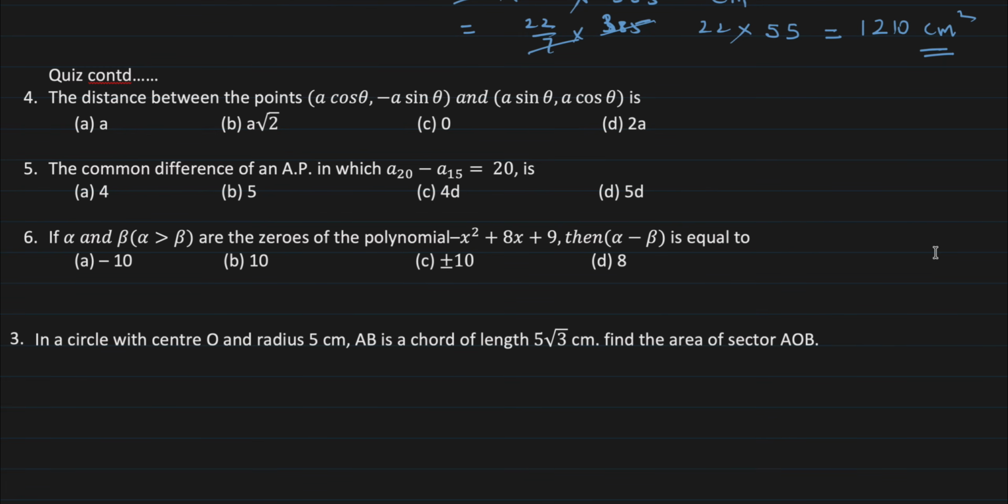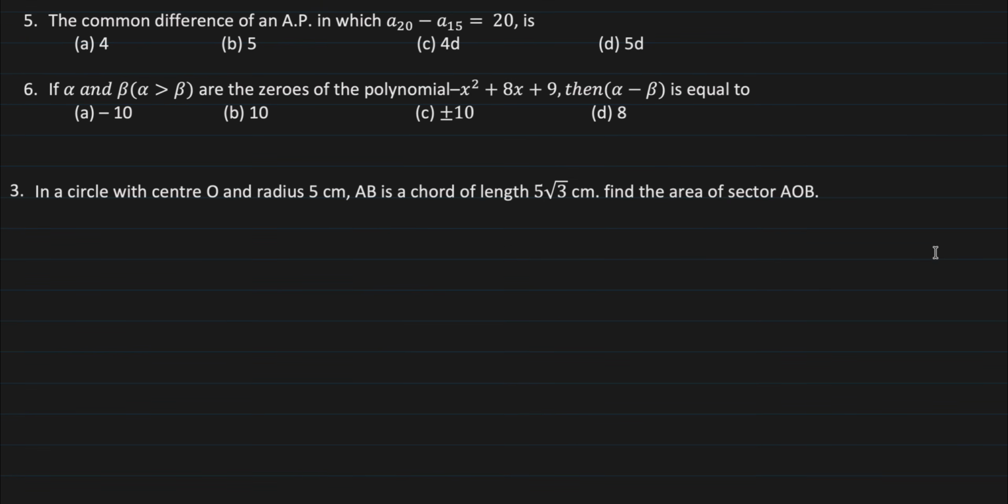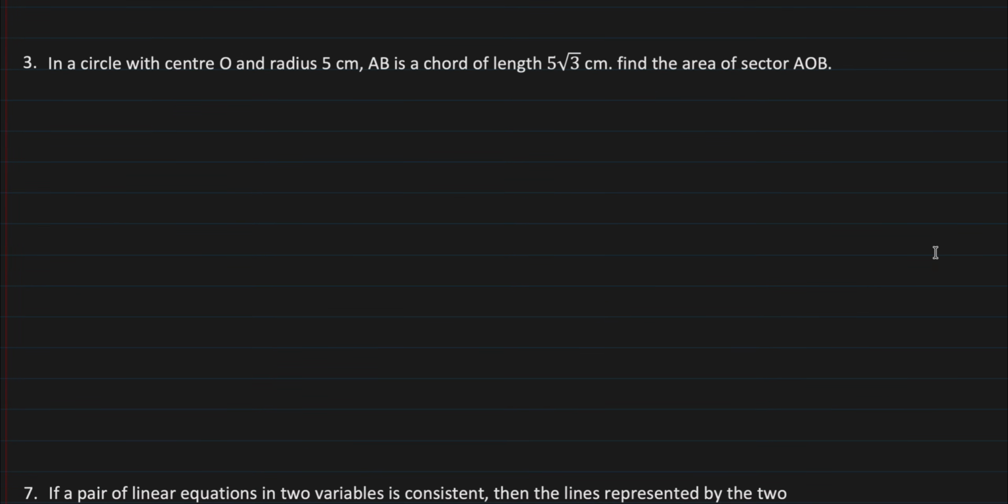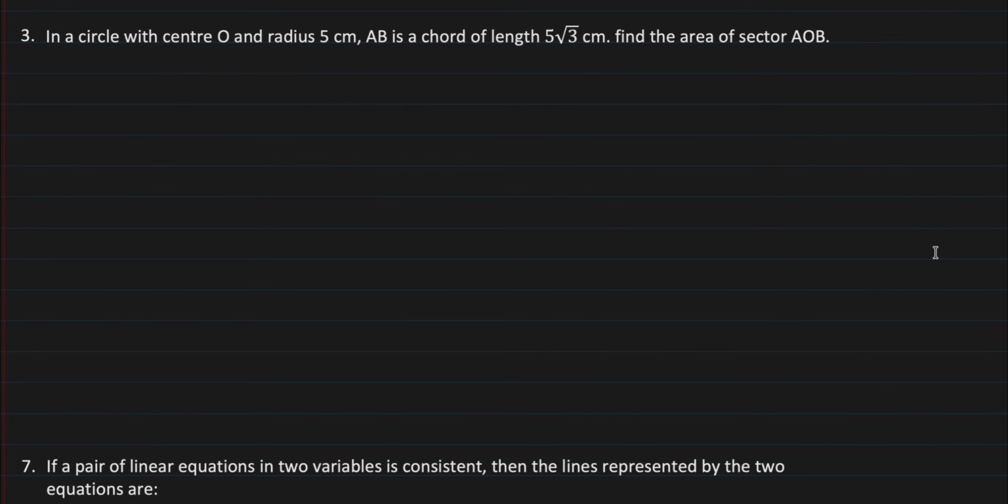Okay, students. Now let me begin with question number 3. In a circle with center O and radius 5 cm, AB is a chord of length 5 root 3 cm. Find the area of sector AOB. So this question is from the chapter area related to circles. So I hope you all remember area of sector. So we have a circle. Draw a rough figure for this also.